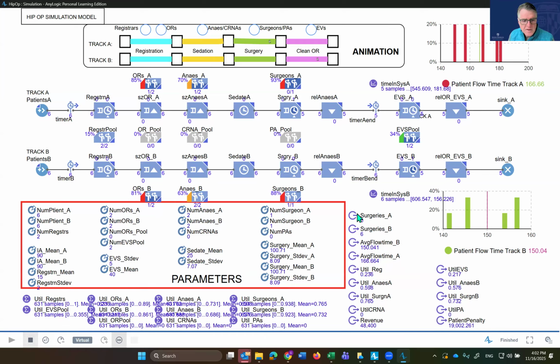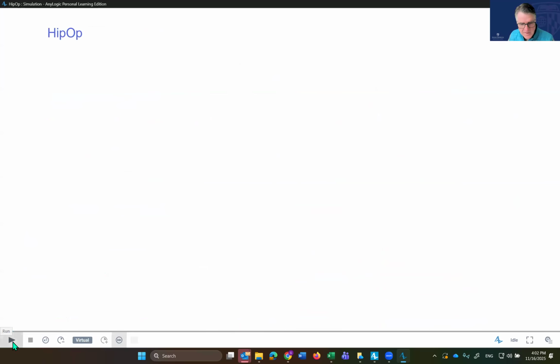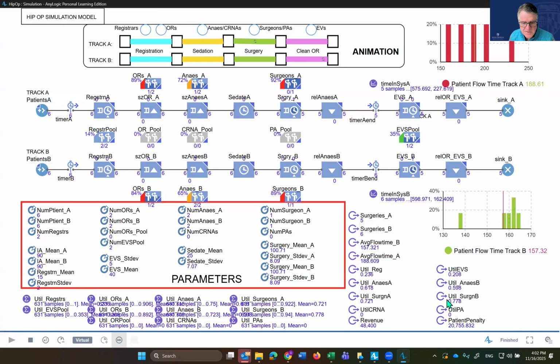So it was better. Here I got 5 and 6, not 6 and 6. And you can see the anesthesiologists are in the 57 to 60 range. Surgeons are in the 73 to 77 range. Try it one more time just to confirm that. In fact, we're getting those kinds of results. So the surgeons again in the 70s, anesthesiologists 60 to 62 or so. Registrars and the EVS are just fine.